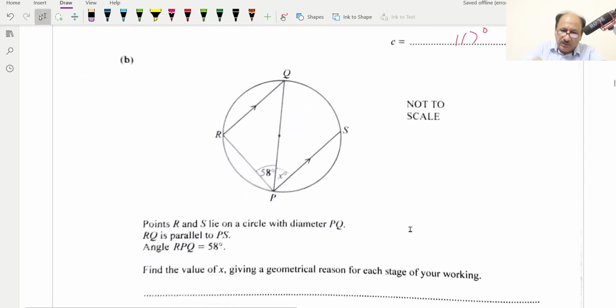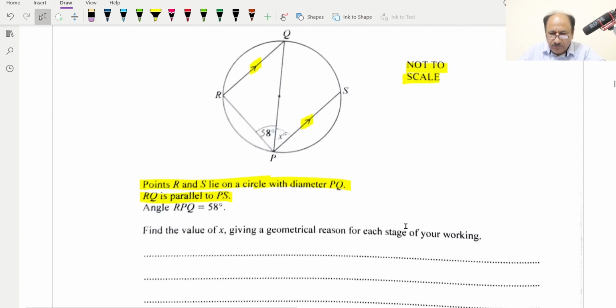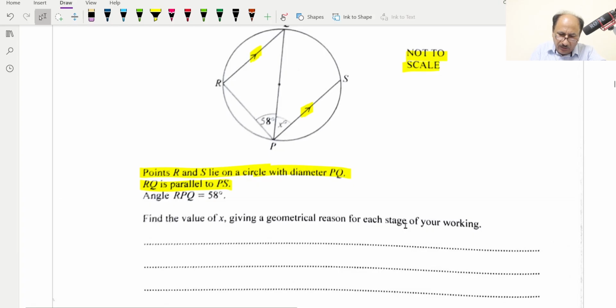Now b part, again the diagram is not to scale, and points R and S lie on a circle with diameter PQ. PQ is the diameter, so it's passing through the center. RQ is parallel to PS. This symbol of parallel arrows is also provided. Angle RPQ is equal to 58. Find the value of x, giving a geometrical reason for each stage of your working.